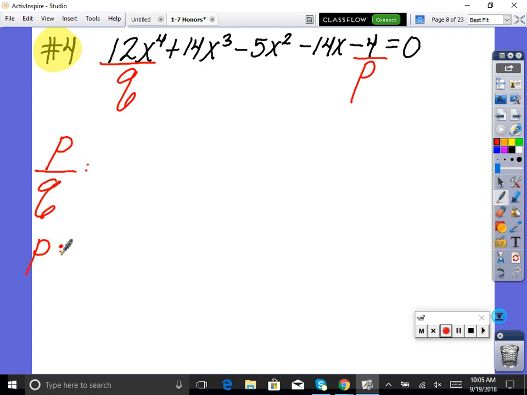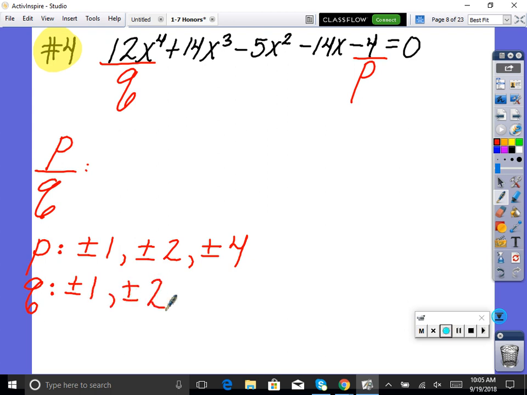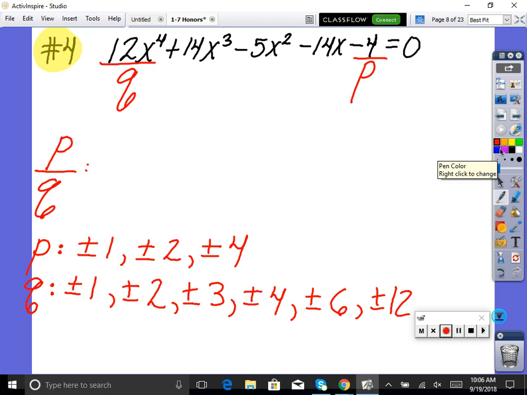Let's list out all the factors of P, not including the negative because we're going to put the plus or minuses right here. So factors of 4, plus or minus 1, plus or minus 2, plus or minus 4, correct? Those are all the factors of P. Now let's list out all the factors of Q. Plus or minus 1, 12 has a lot, plus or minus 2, plus or minus 3, plus or minus 4, plus or minus 6, plus and minus 12. Now we have to do all P's over all Q's, which is not pretty. There's going to be a lot, but that's going to be okay.